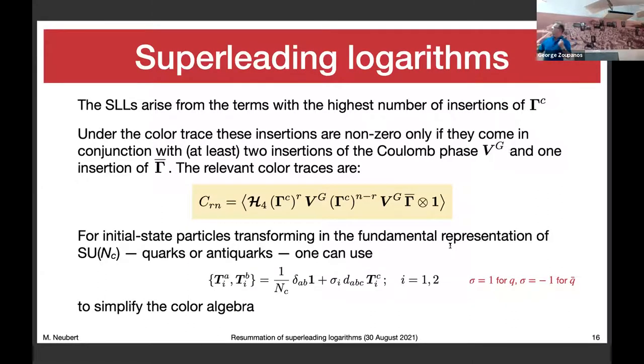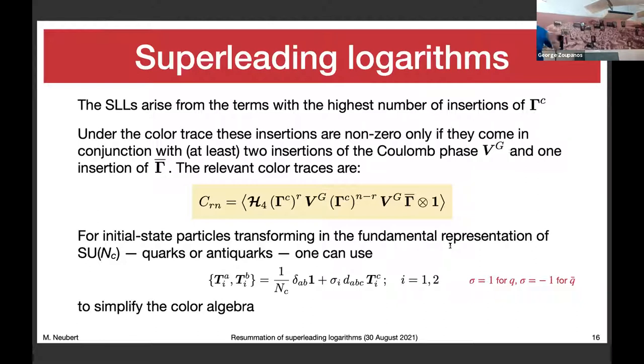So this is the color structure one needs to evaluate. In this particular form, you start with a hard function, you have an arbitrary number of collinear emissions, then a Glauber phase, another arbitrary number of collinear emissions, another Glauber phase, and then this real emission. These are the color structures that come with the superleading logs, and R is arbitrary. So there's a sum here over R. Now, this is a very complicated color structure, because each time you make an insertion here, the color space grows, because each time I add a new parton.